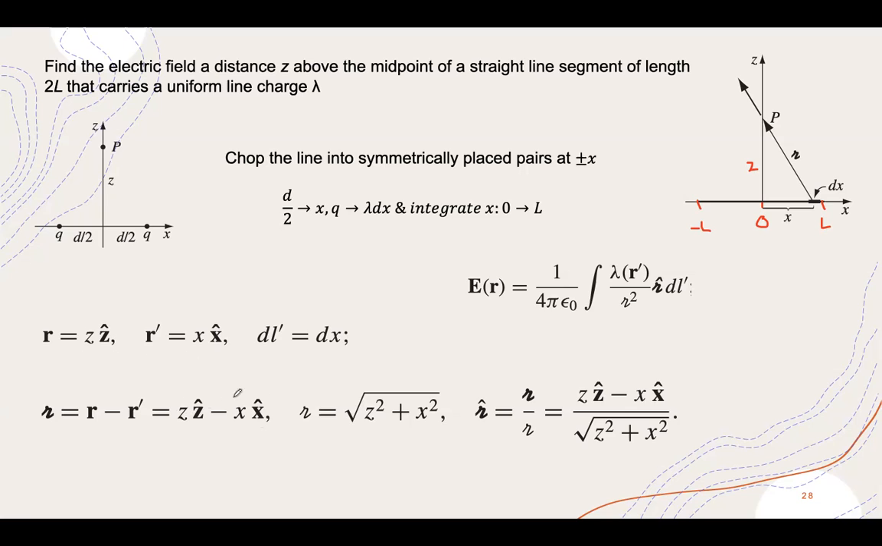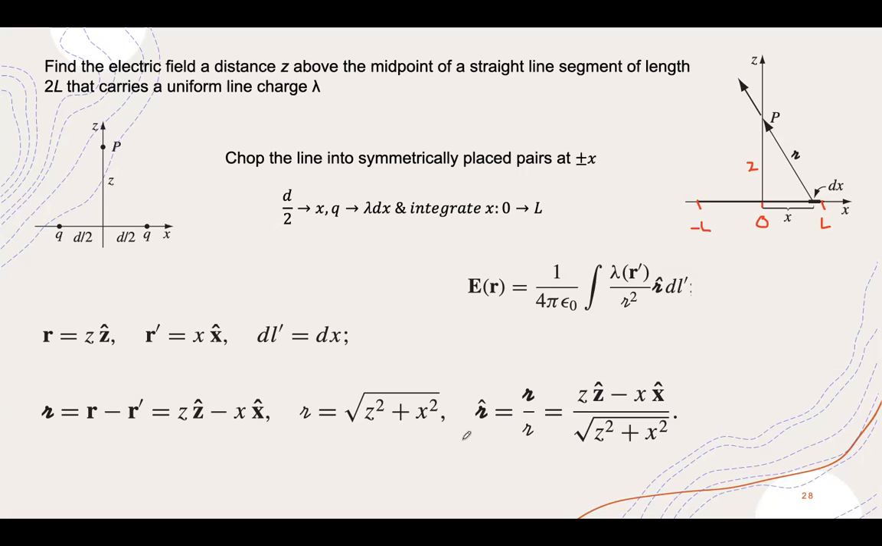Okay, so once you substitute, you can have this r vector as z times z cap minus x times x cap. Okay, and using the Pythagoras theorem, you can always calculate R as equal to root of Z square plus X square, or you also know how to calculate the magnitude of any vector. So by using that, you can also calculate this.